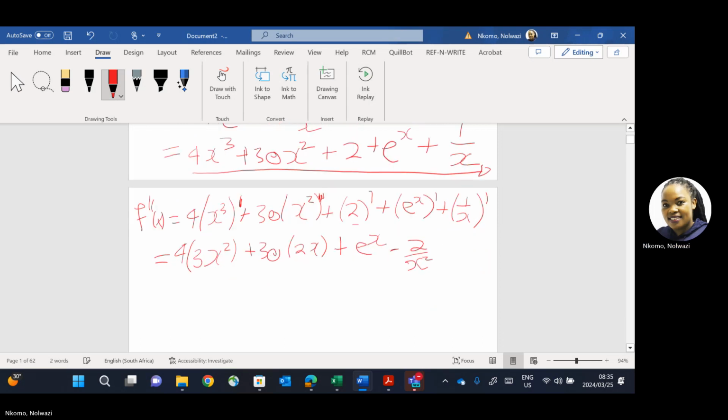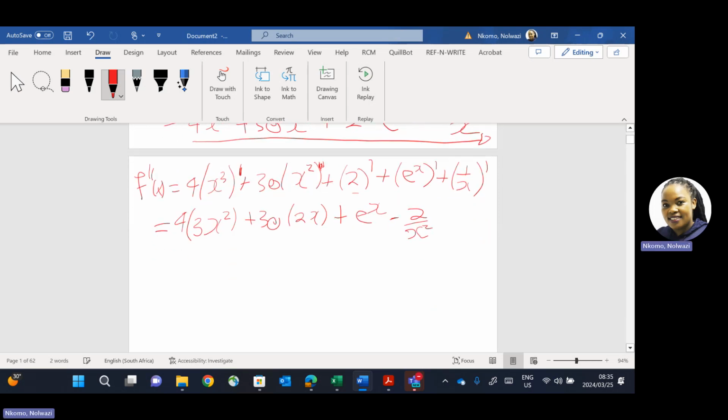Then you simplify. If you simplify this, you'll have 12x squared plus 60x plus e to the power x minus 2 over x squared. And this is the second derivative. Remember, we still want the fourth. So we need to differentiate this to get the third, then we differentiate the third to get the fourth. All right, let's do this.